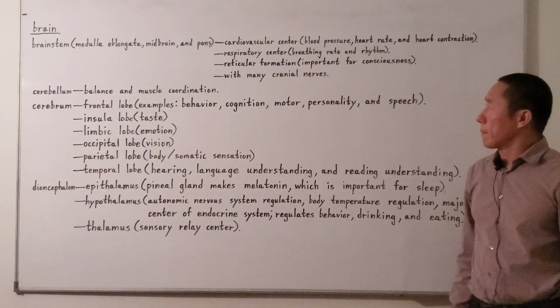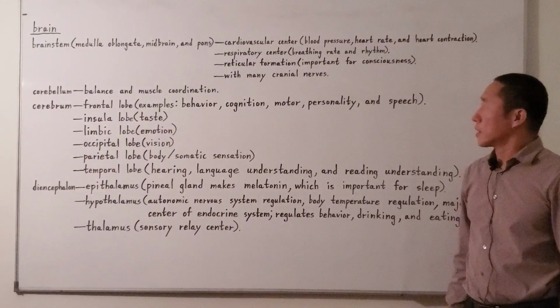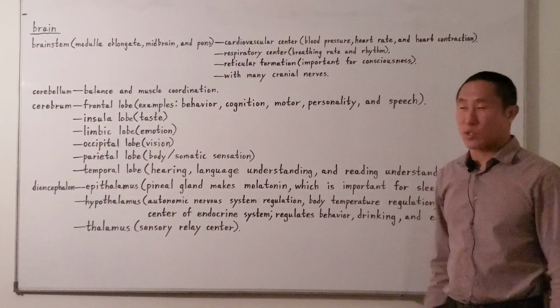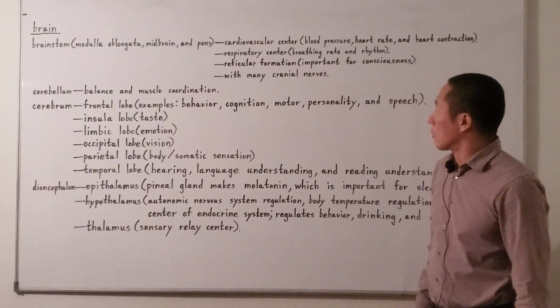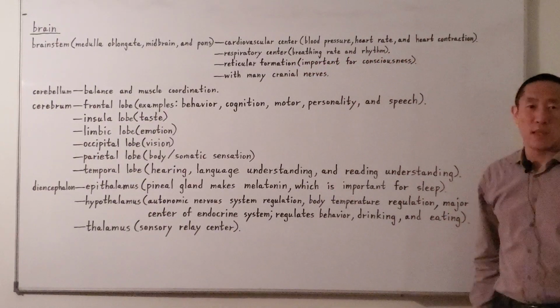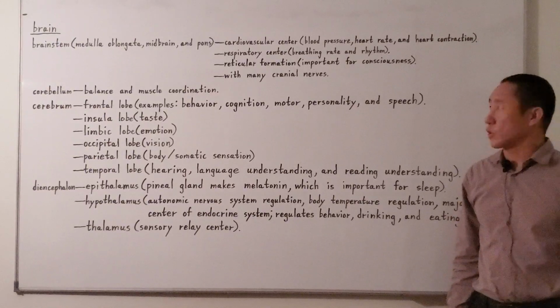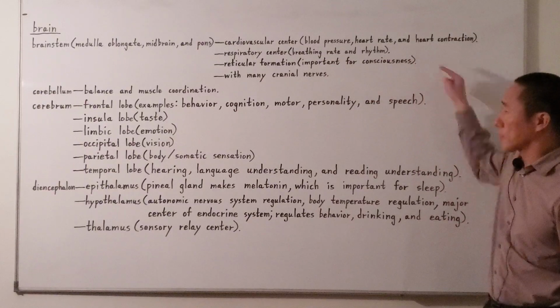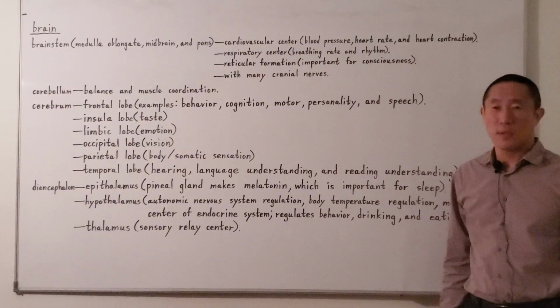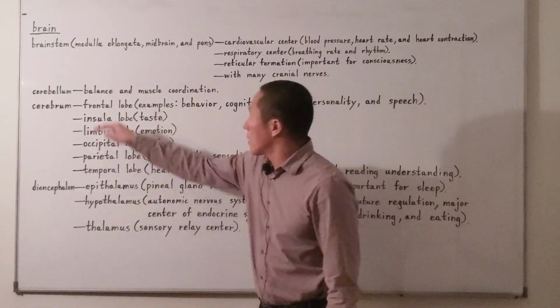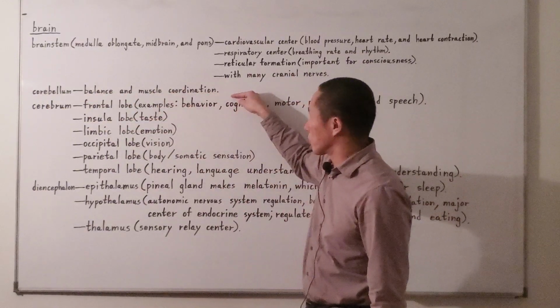Now, for the respiratory center, respiratory relates to breathing. So it makes sense that the respiratory center regulates breathing rate and rhythm. Now, the reticular formation is important for consciousness. Now, for the cerebellum, it is important for balance and muscle coordination.